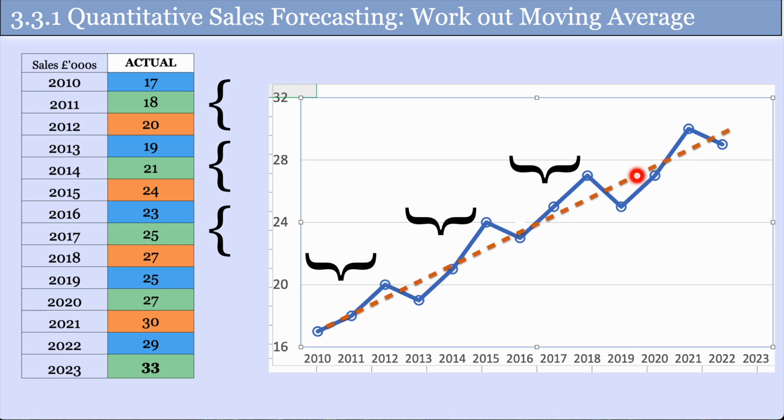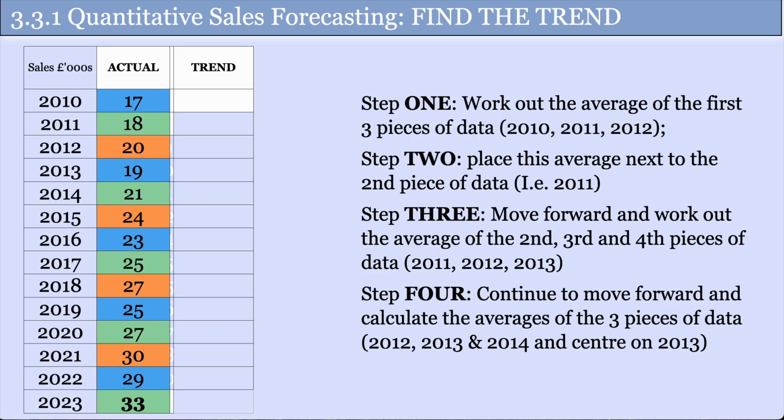So this is the trend line. This is a smoothed out line that you could draw by eye if you wanted to through the data, but it's not good enough in the year 2 to do that by eye. We've got to work out what that trend line actually is. What are those numbers on that trend line? And you do it by working out the moving averages. So this is how you do it.